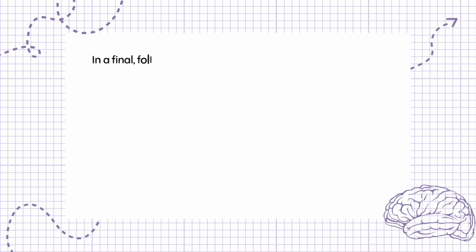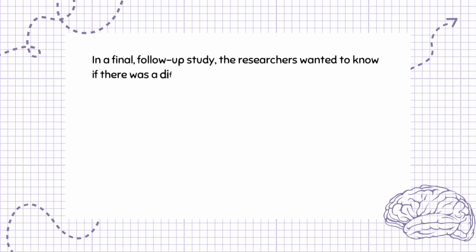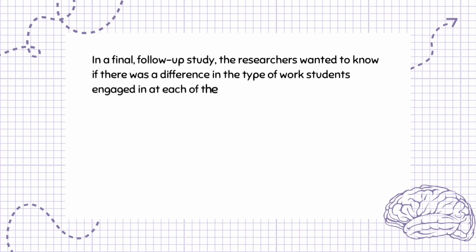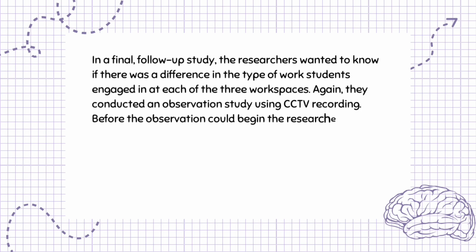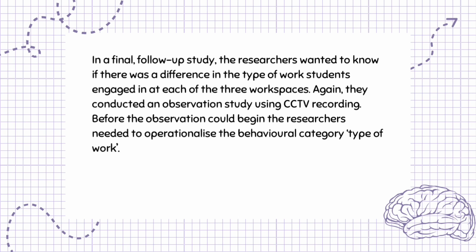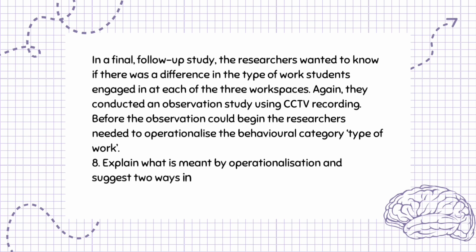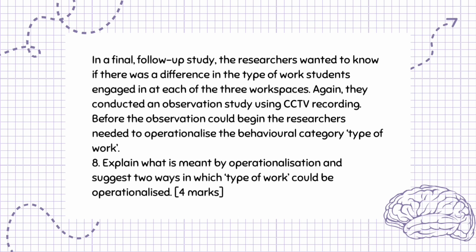In a final, follow-up study, the researchers wanted to know if there was a difference in the type of work students engaged in at each of the 3 workspaces. Again, they conducted an observation study using CCTV recording. Before the observation could begin, the researchers needed to operationalize the behavioral category type of work. Question 8. Explain what is meant by operationalization and suggest 2 ways in which type of work could be operationalized. 4 marks.